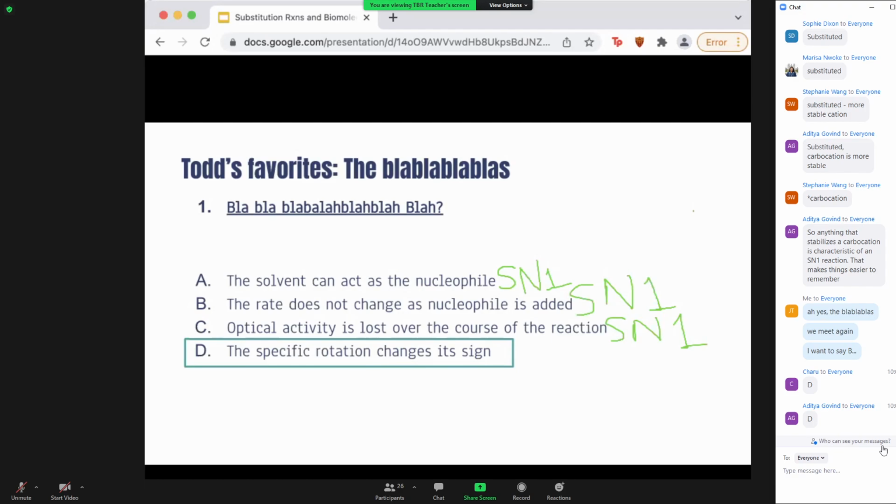optical activity. As someone just said, one of these things is not like the other. And that one of these things that is not like the other is this. And this refers to SN2 because you have a change in the sign of the specific rotation, which is indicative of the enantiomer forming. Okay, great job, great job.